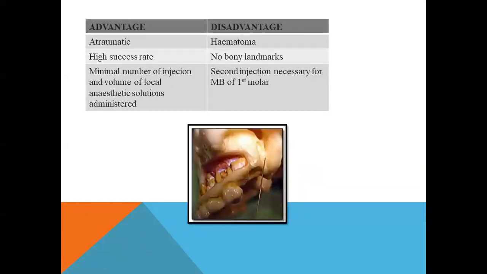What are the advantages and disadvantages? Advantages are atraumatic, high success rate, and minimum number of injections and volume of local anesthetic solution administered. Disadvantages are hematoma and no bony landmark. A second injection is needed because, as I told, it will not anesthetize the mesiobuccal root of the maxillary first molar. That is one of the big disadvantages of using the PSA nerve block. There we require another MSA nerve block to block that root alone.